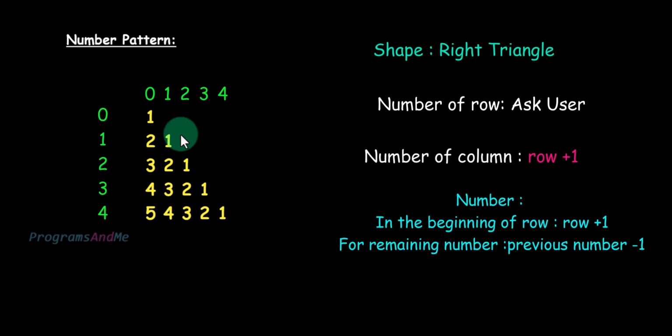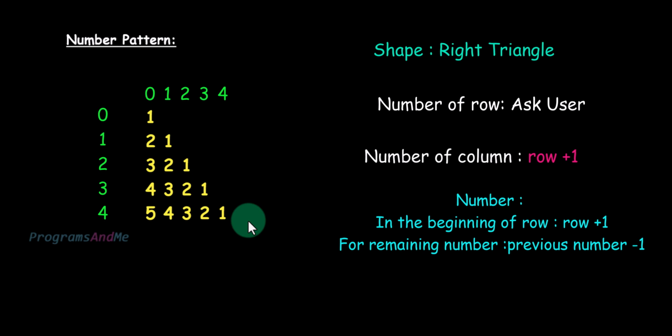What about these remaining numbers? Here we can see if I subtract 1 from the previous value, that is 2 minus 1, I'll get 1. Here also the same: 3 minus 1 is 2, 2 minus 1 is 1. 4 minus 1 is 3, 3 minus 1 is 2, 2 minus 1 is 1. So if I subtract 1 from the previous value, I'll get the current value. So we'll use this concept to print numbers in the program. This is about the shape of the pattern and the numbers we want to print in the pattern.